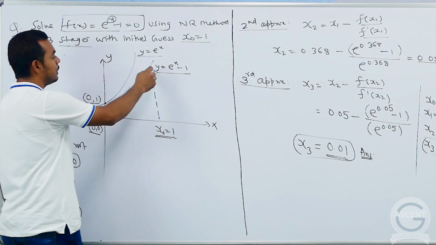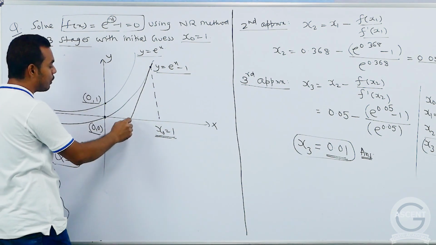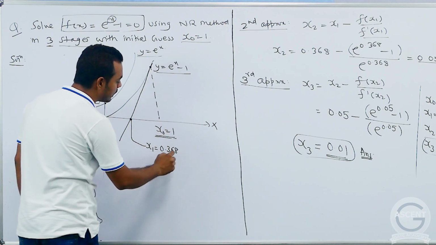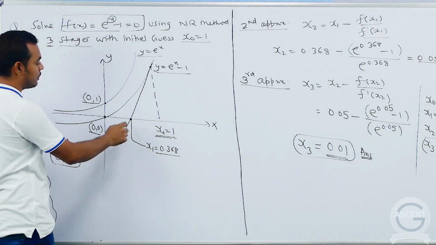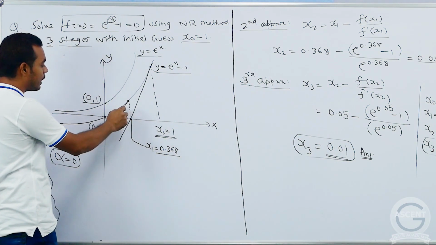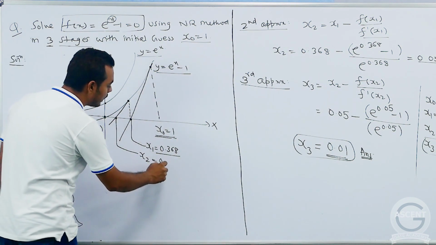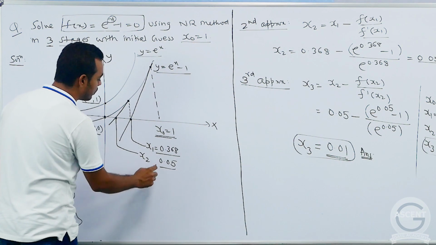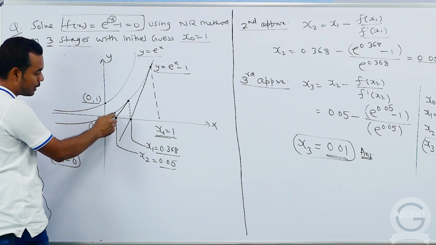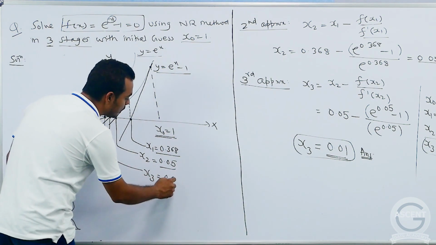Now graphically, what is the meaning of this? This means if we draw a tangent line at this particular point, then the point where the tangent will cross the x-axis will be x1, and this was 0.368. Now in the next iteration we find the corresponding point on the curve and again draw a tangent line. The point where this tangent is crossing the x-axis will be our second approximation, x2, which was 0.05. For the next approximation we again find the corresponding point on the curve and draw a tangent line. This will be our third approximation, x3, 0.01.